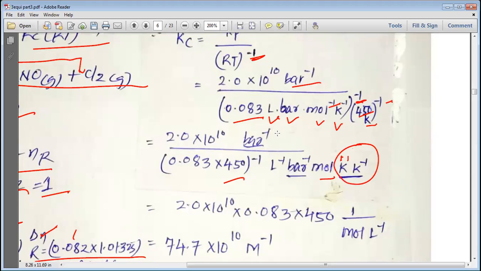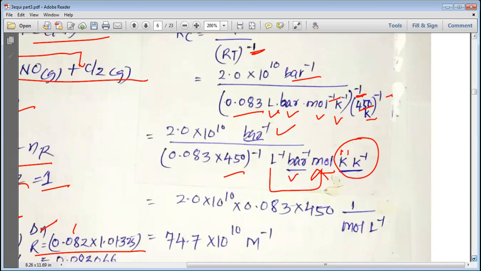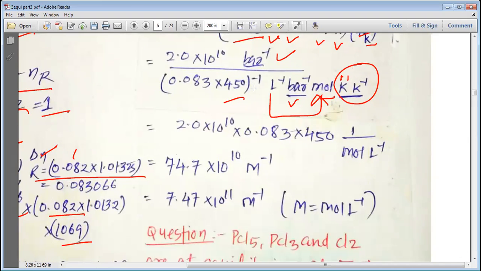Same way here, if you see in the numerator we have per bar, bar inverse. Here we also have bar inverse. So what is left is mole per liter. So when we do the multiplication, this being minus 1, it goes up and becomes plus 1. So we can write 2.0 into 10 to the power minus 10 multiplied by 0.083 multiplied by 450, and the unit is 1 divided by mole per liter.